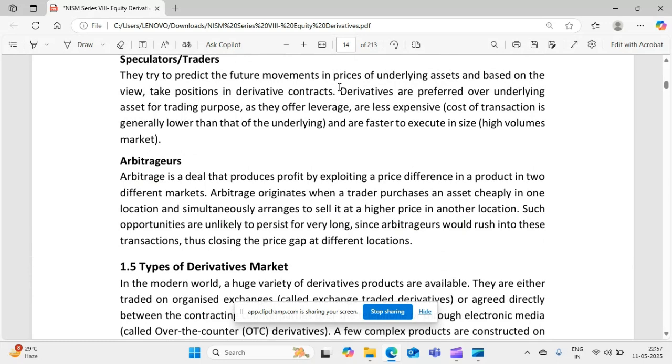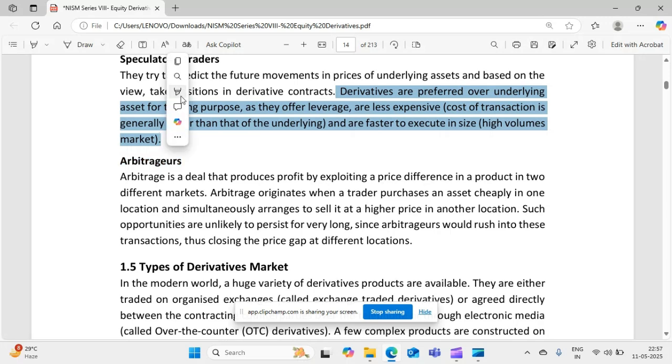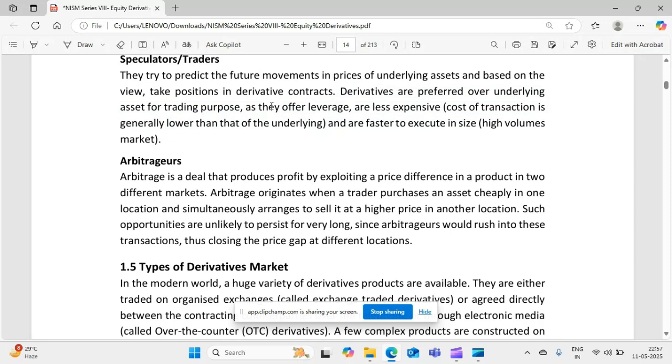And derivatives are preferred over the underlying asset because they are leveraged, less expensive, and faster to execute transactions. These are the three things that you should note, on why derivatives are preferred over spot transactions or cash transactions. So this is the point that I have highlighted.